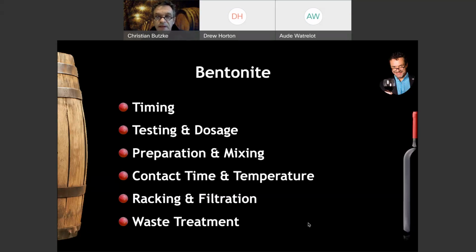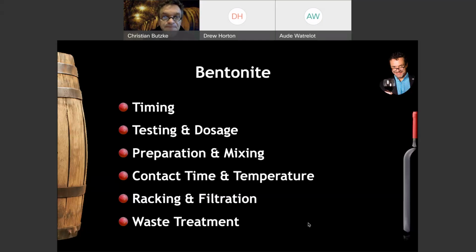Again, the waste treatment, what to do with all that bentonite in the end: just flushing it into your pond or into your septic system might go well for a while, but eventually you'll have to get it out of there, and you should know how that's done before you get your pipes under the winery completely plugged and the sewer backing up.